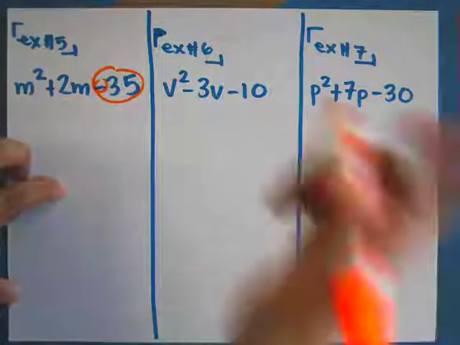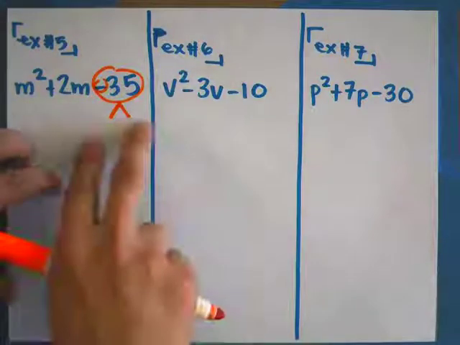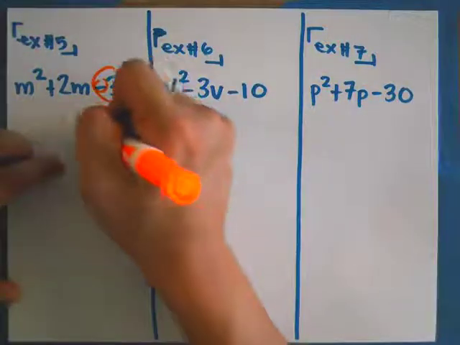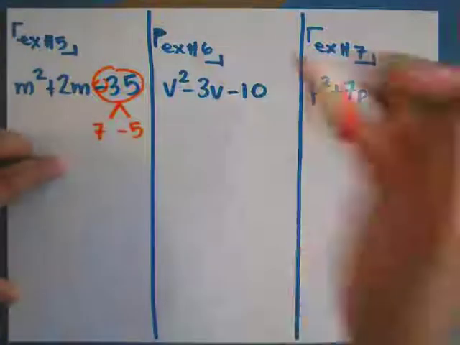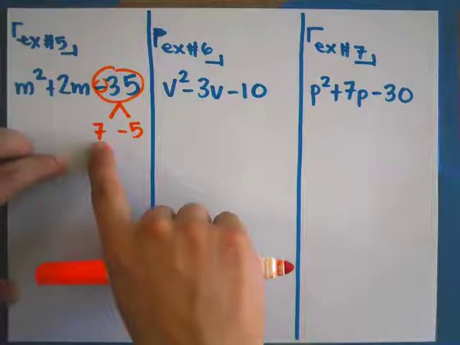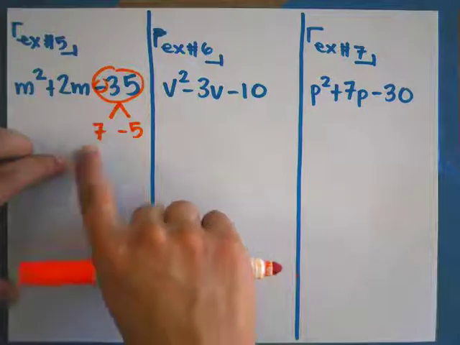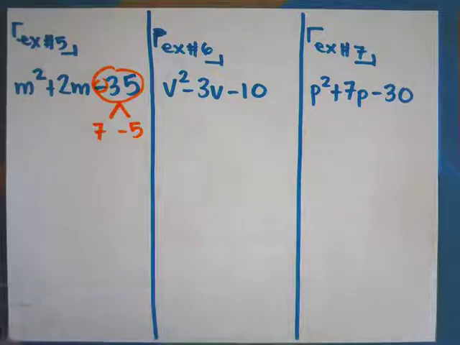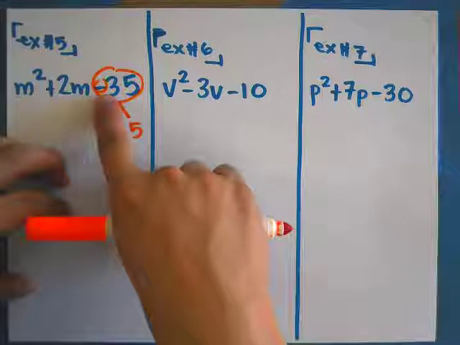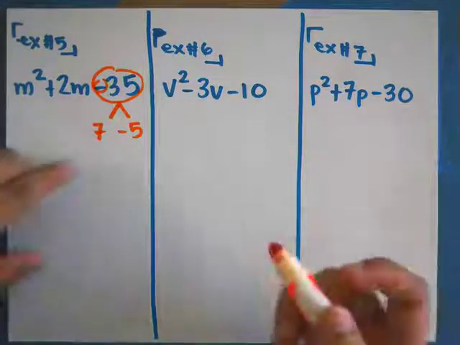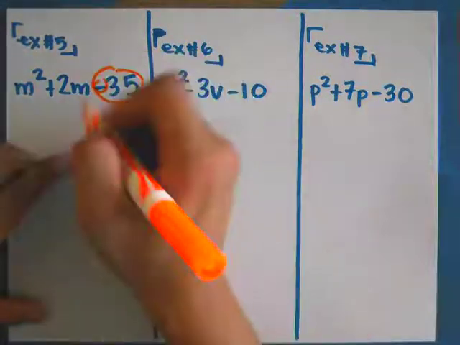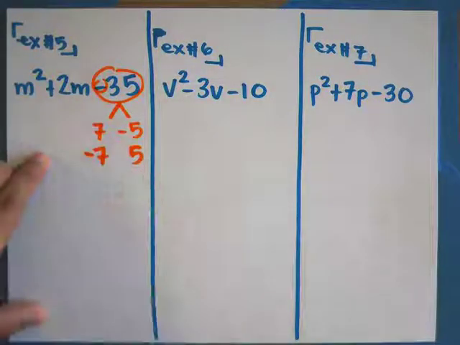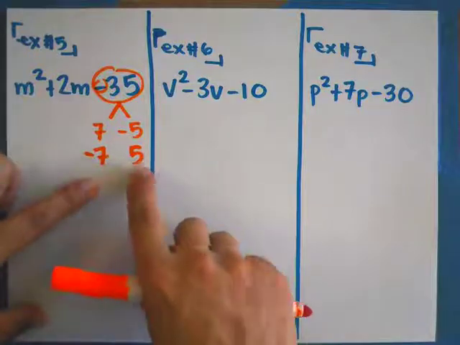When you have a negative number, you can't have two positive numbers or two negative numbers. So your first pair will be 7 times negative 5. One has to be positive and one has to be negative, because a positive times a negative is a negative number. That's the difference if you have a negative number as your last term. Another variation is also negative 7 times 5. These are two different pairs, one negative, one positive.